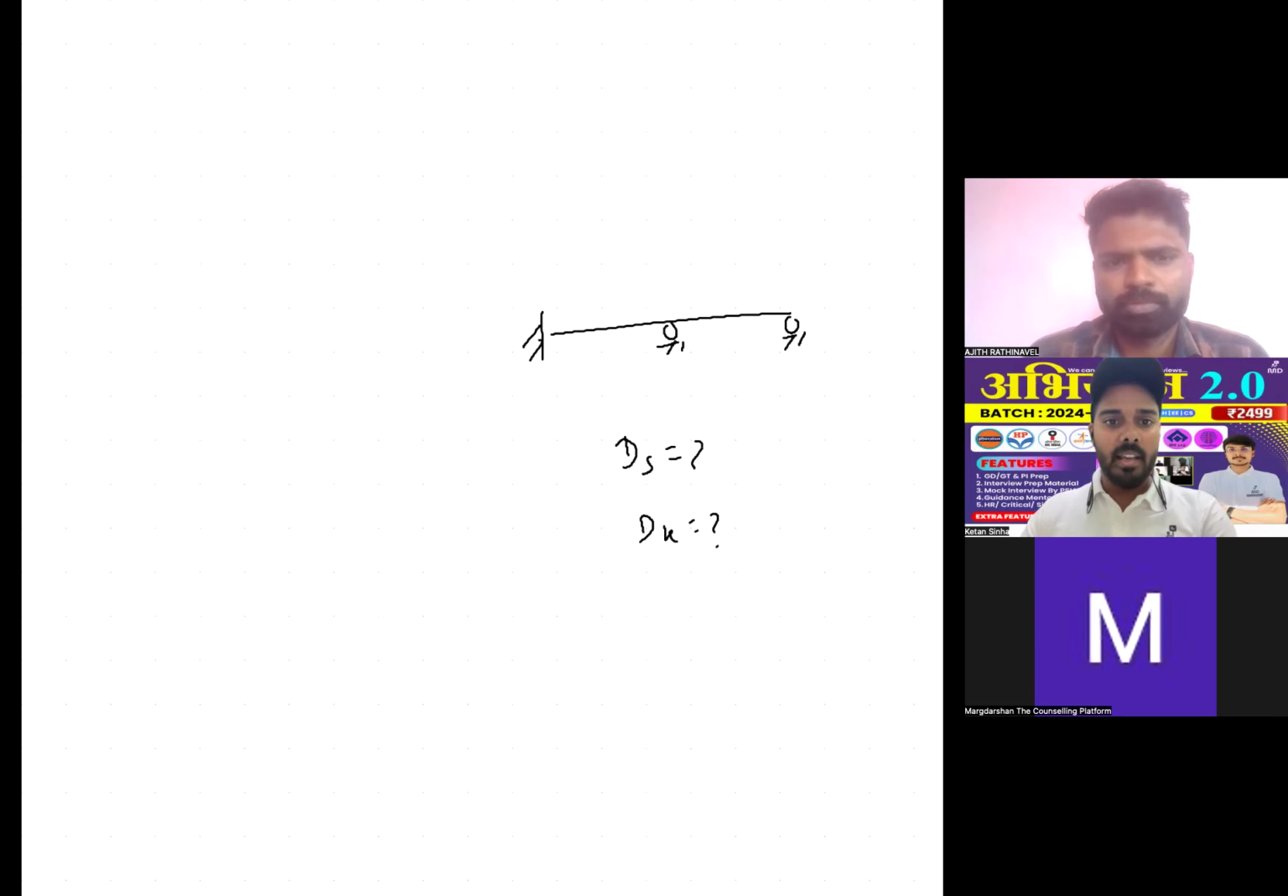So while finding Dk, have you assumed something? Yes, sir. What is that assumption? So the axial displacement, axial compression, we neglect the axial deformations. Sorry, can you please repeat?